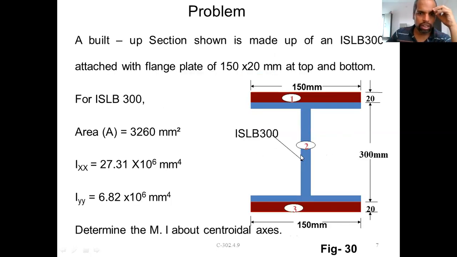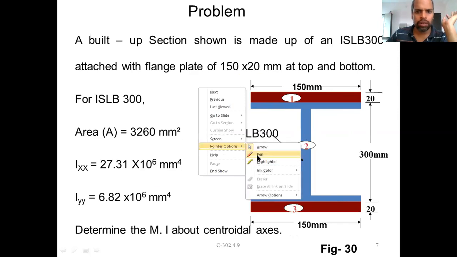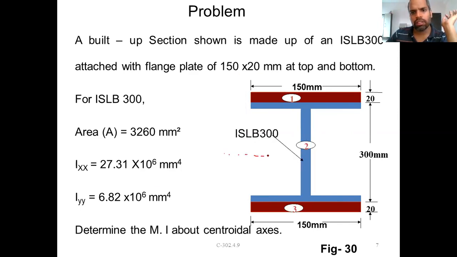If you see this figure, this is an I section. One plate at top, one plate at bottom, and those are of equal size, 150 by 20, 150 by 20. Our I sections, as a single section, are always symmetrical. All rolled steel I sections are symmetrical about both axes.